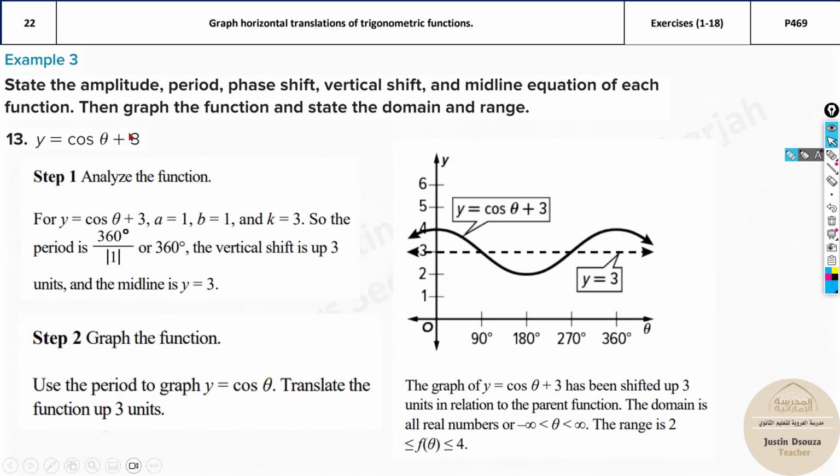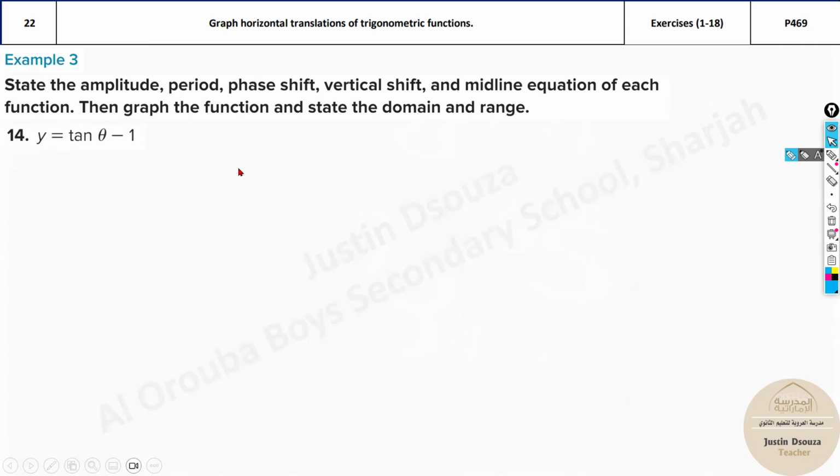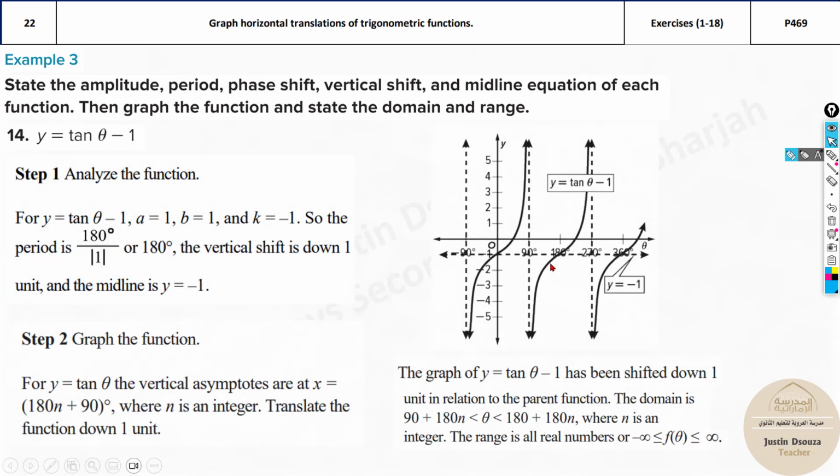Now this one is a peculiar problem where we have plus 3. Whenever there is plus 3, the starting point of 0, 0 shifts 3 points up. Now the midline is at 3. Can you see that? So this is the answer. Okay. Now here, at -1, the midline shifts to -1. See, the midline is -1. And then graph it. Just think the x-axis is at -1 and graph it accordingly.